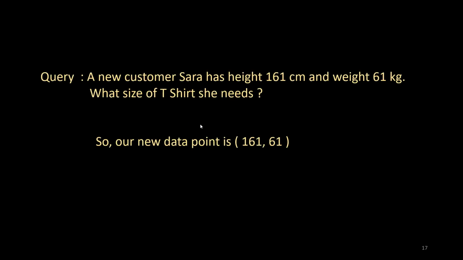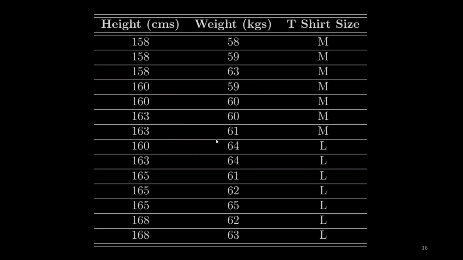Now, a new customer, Sarah, has height 161 centimeters and weight 61 kg. What size of t-shirt does she need? It means this is our new data point and the coordinates are 161 and 61, where 161 is the height in centimeters and 61 is the weight in kg. Let's check whether this point is present in our data set or not. If we go back, we can see that this 61, which is the weight, is present at two different places in our data set, but 161 is not present anywhere in the height column. It means this is a totally new point and we have to apply KNN in order to recommend the size of a t-shirt to the new customer.